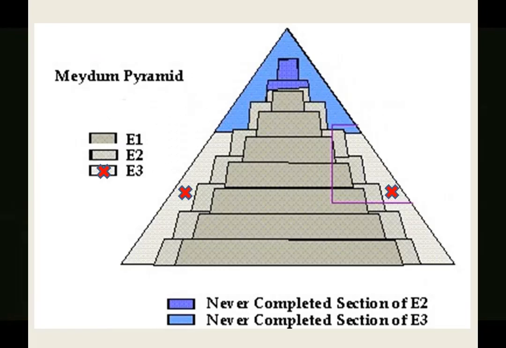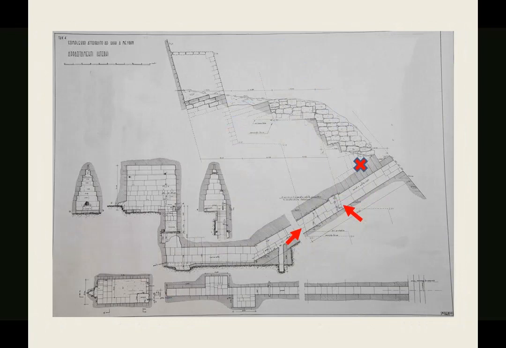Now, like I said, first it was built as a 7-step pyramid, then enlarged to an 8-step pyramid, but never completed. And when Huni died, this part of the pyramid, E3, was not there. So when Huni died, it was left as an incomplete step pyramid. This part of the pyramid that would have been the true pyramid, E3, was not completed. It was not there when Huni died.